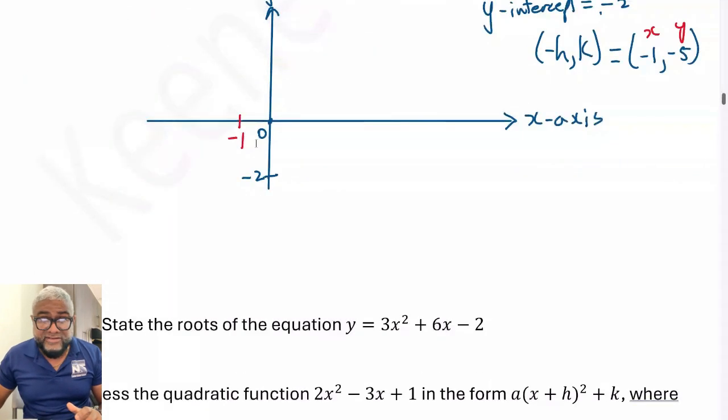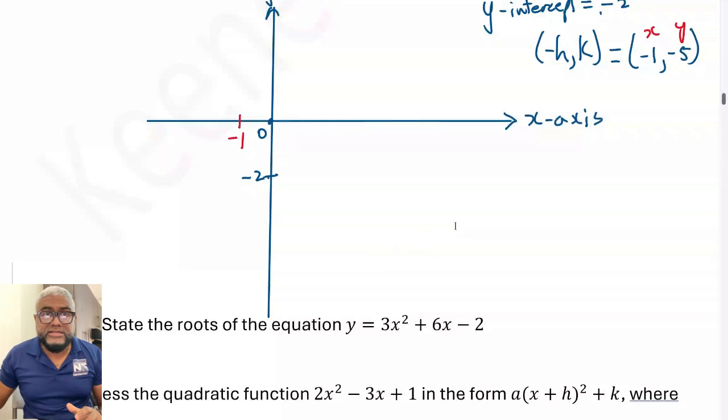You have to extend this line now, because it's -5 on the y. Right, so -5 will be somewhere quite down here. Everybody agrees?